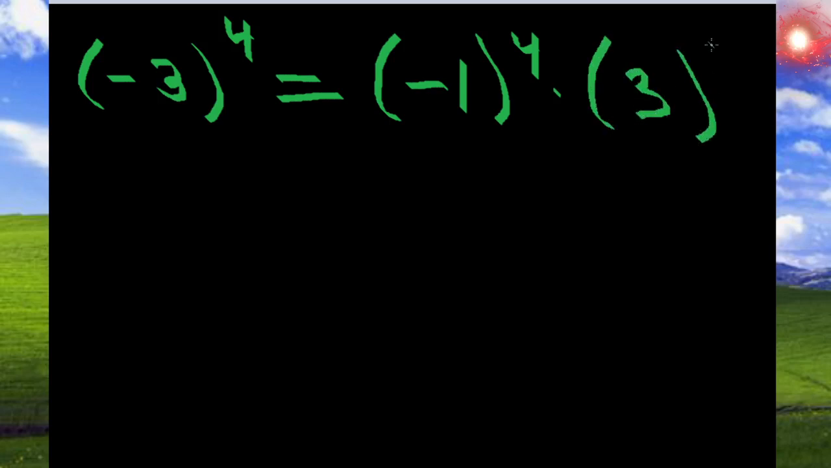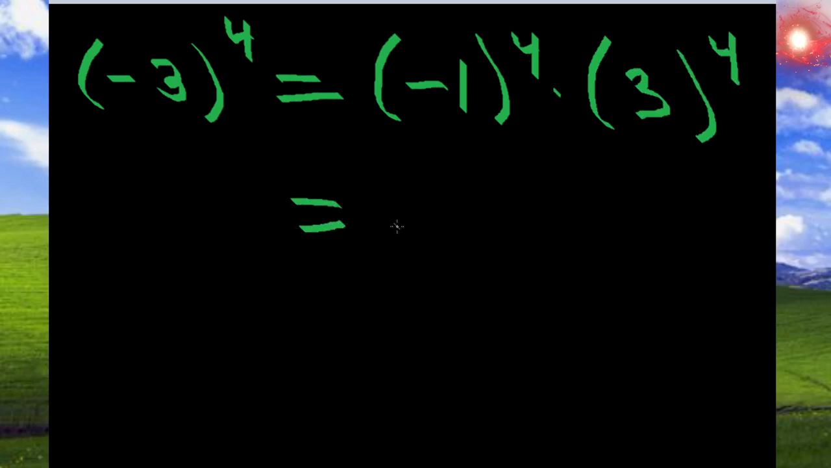So here we go. We have (-3)^4. So what would this equal? We know we have a negative sign in the bracket, so we can turn this into (-1)^4 times 3^4.